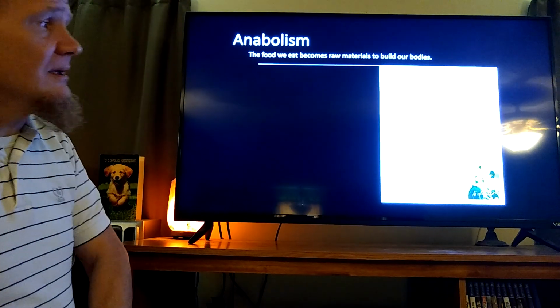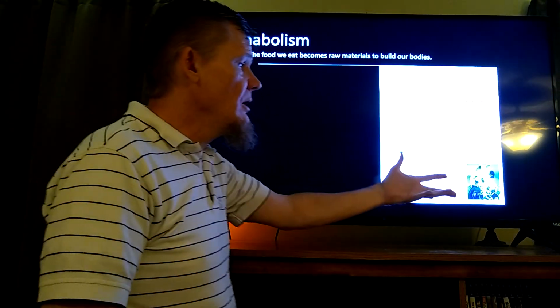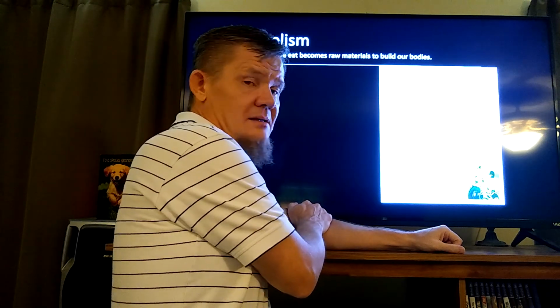The foods that we eat are what we use to build our bodies. We take the amino acids to make proteins, we take the fatty acids and the glycerols and make our own fats, and we take the sugars and we make our own carbohydrates. You are what you eat. The food that you take in is used for energy, and the building blocks are used to build your body back.